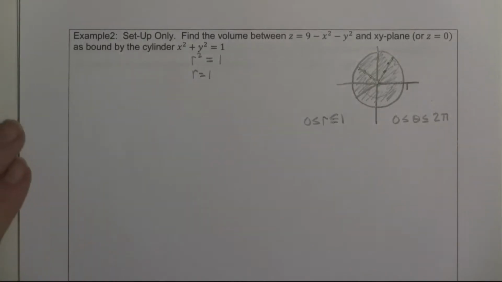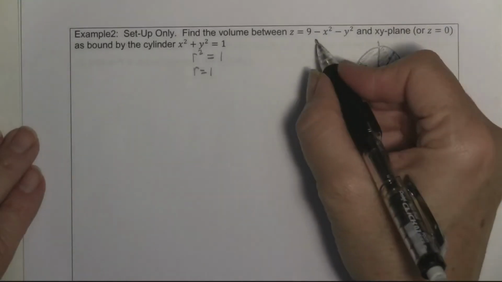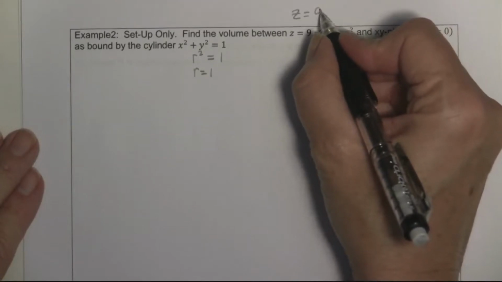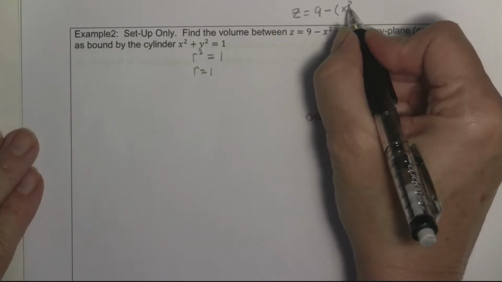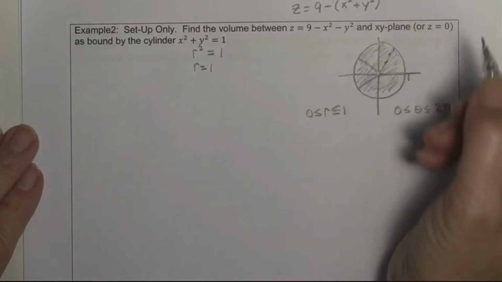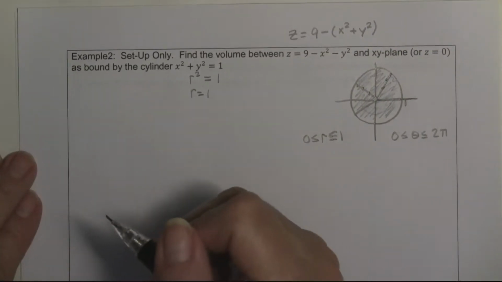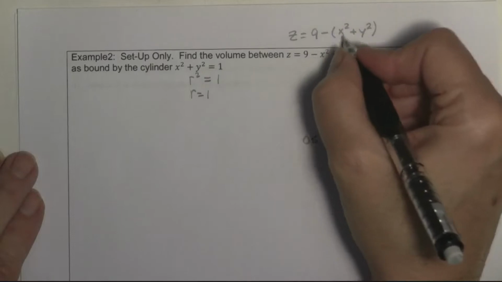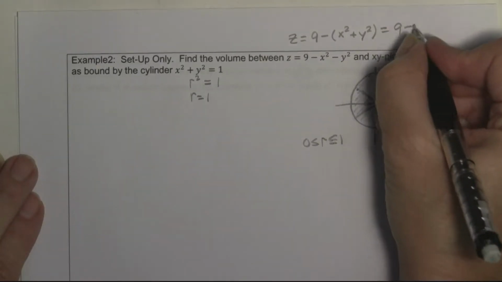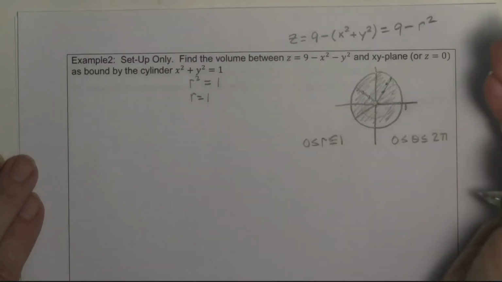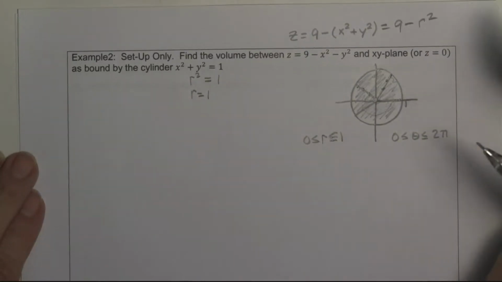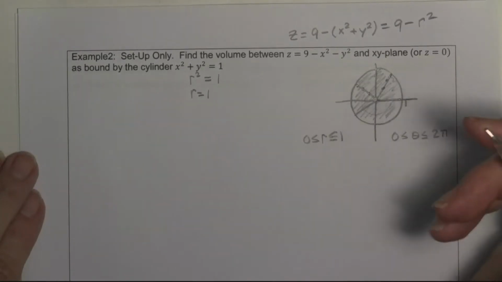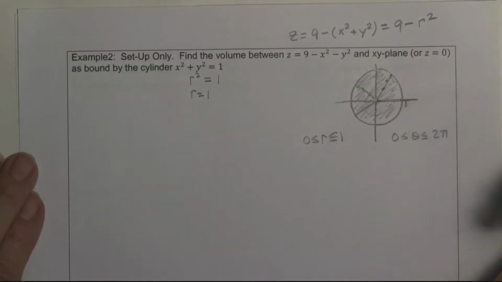And so now I'm going to set this up. My z right here, I don't want any x's or any y's. So z is equal to 9 minus, and then this is x squared plus y squared. So convenient, because that's equal to radius squared. So my z is 9 minus r squared. So I want my height to not have any x's and y's in it. I want my bounds to not have any x's and y's in them. I want it to be for r and theta.